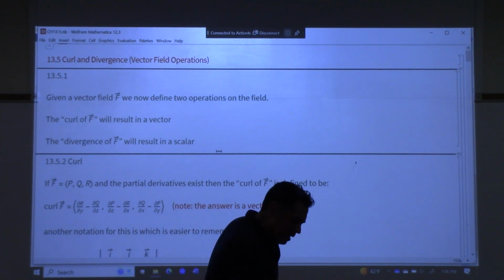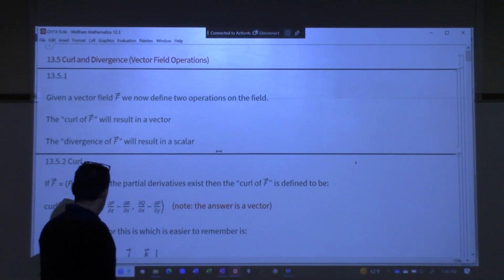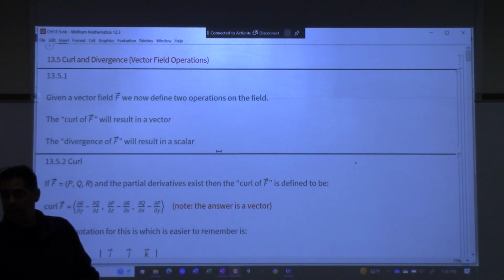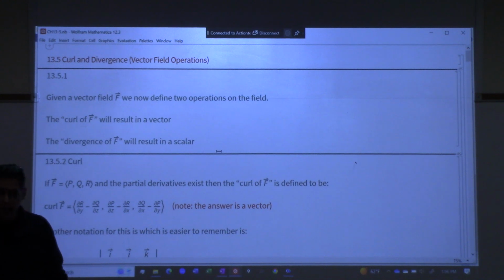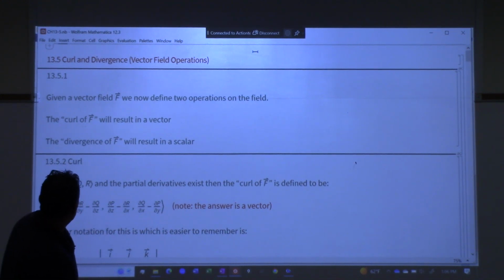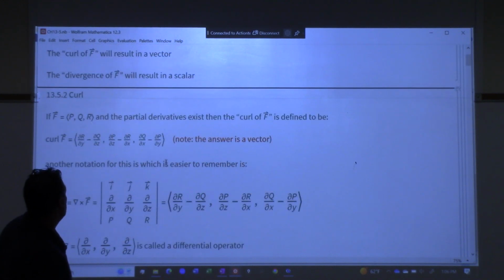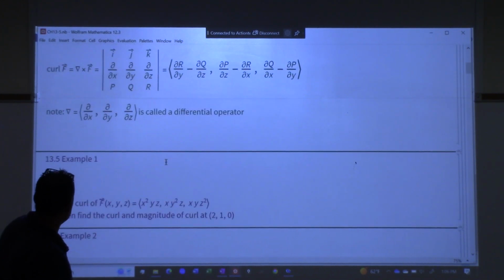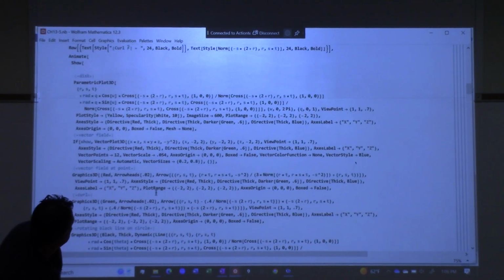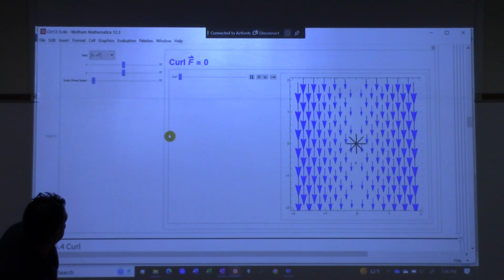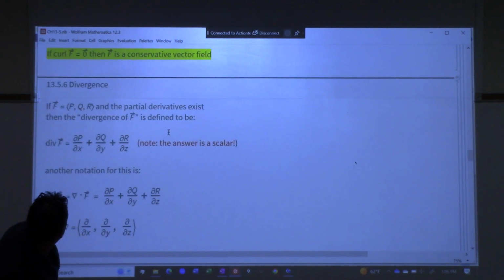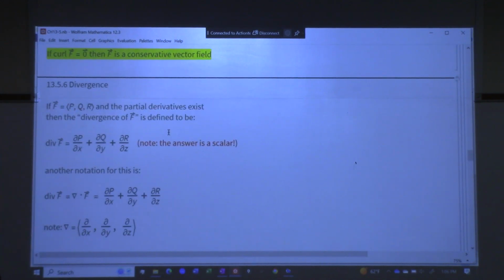Thanks to technology. All right, so last time we were covering 3.5, we talked about the curl of a vector field and how we can use the curl of a vector field to determine whether or not a vector field is conservative, right? If the curl gives you the 0 vector, you have a conservative vector field. So now we move on to the second operation on vector fields. It's called the divergence of a vector field.